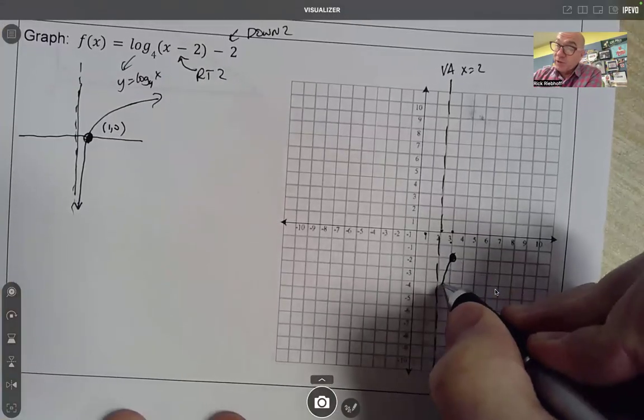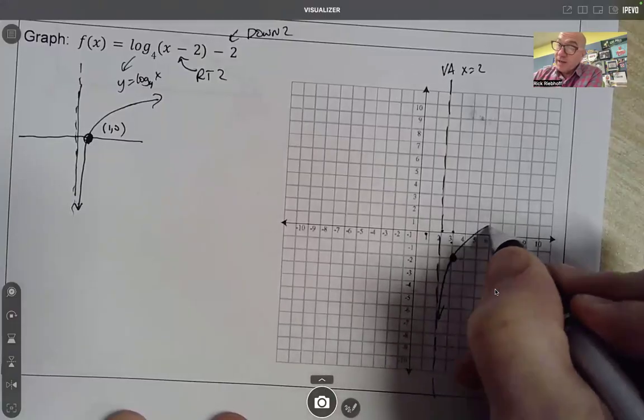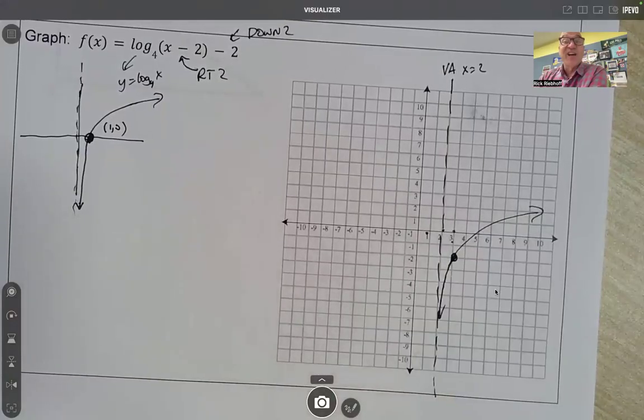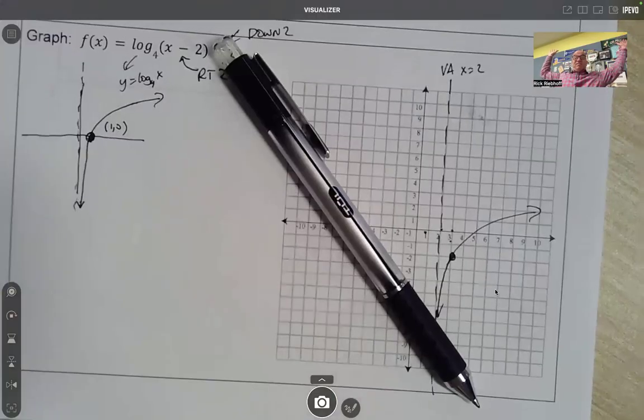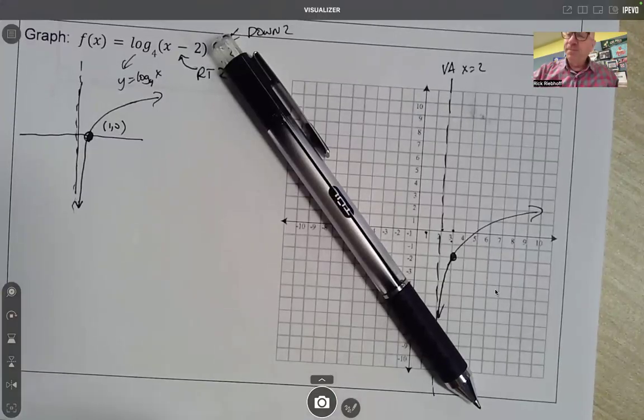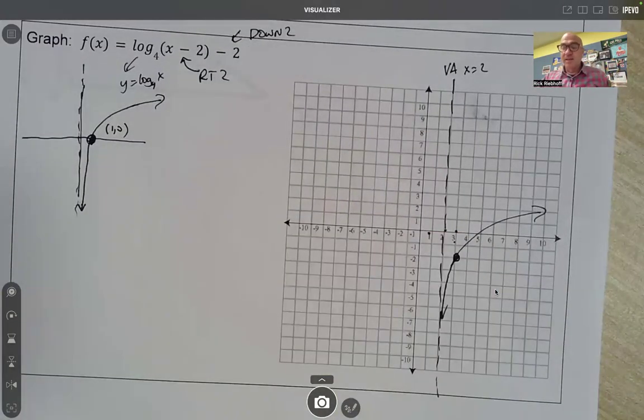I know I get closer and closer to this asymptote, and I know that this is going to take off like this, and I am done. That's it. That's it, right? Easy peasy, lemon squeezy.